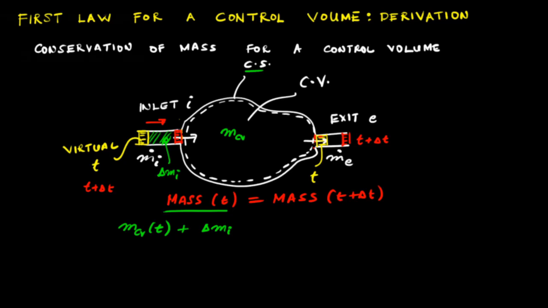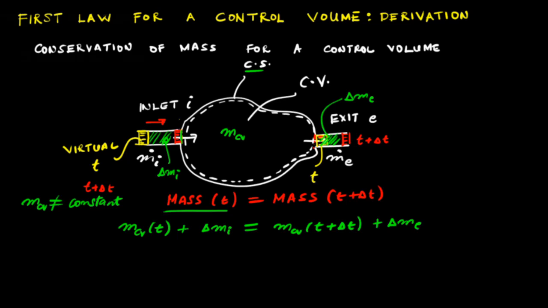Note here, in our derivation, we do not assume that m_CV, that is the mass within the control volume, is constant, because for an unsteady process it may change with time. This is equal to the mass of the control mass system at time t plus delta t, which will be equal to the mass of the substance enclosed in the control volume at time t plus delta t, plus, now we do not have any mass of the substance between the control surface and the inlet because the piston is touching the control surface at time t plus delta t. But here within this volume there is some mass, and we'll call it delta m_e.